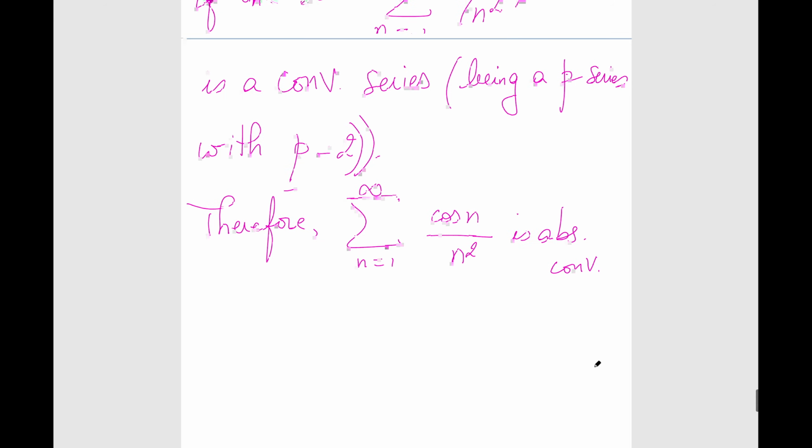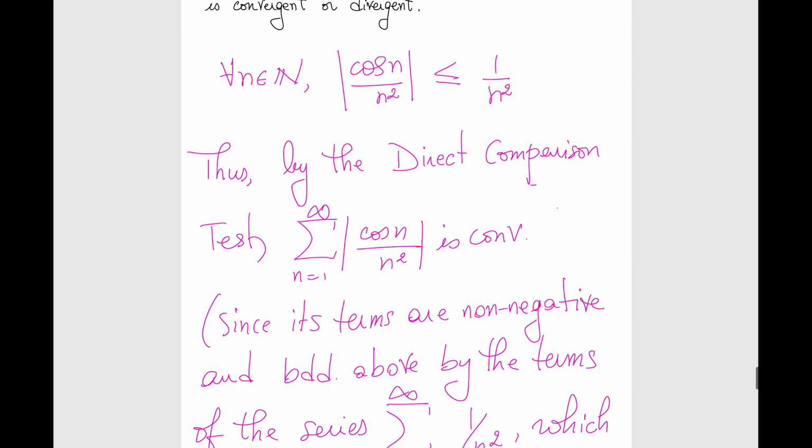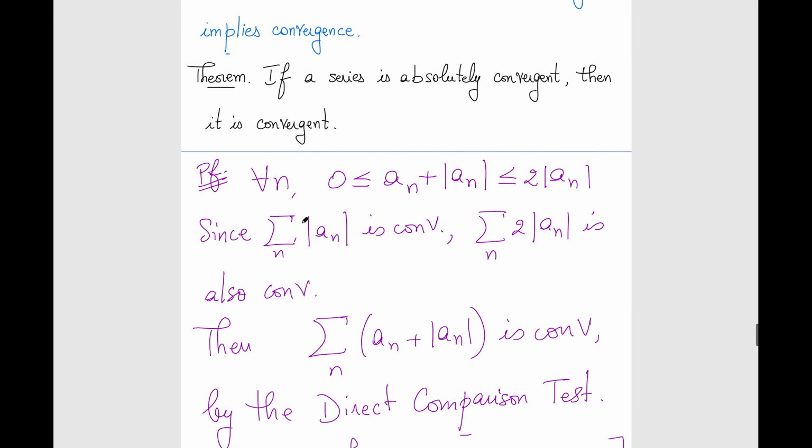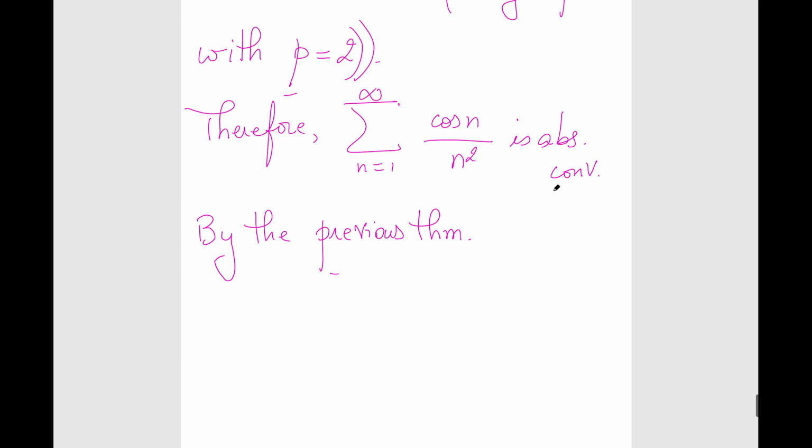Correct? And by the previous theorem, what's the previous theorem? It's the theorem we just proved right there. Every series which is absolutely convergent must be convergent. So that series, which we just showed is absolutely convergent, must be convergent. Correct? Make sense? Okay, so this is the end of this section.